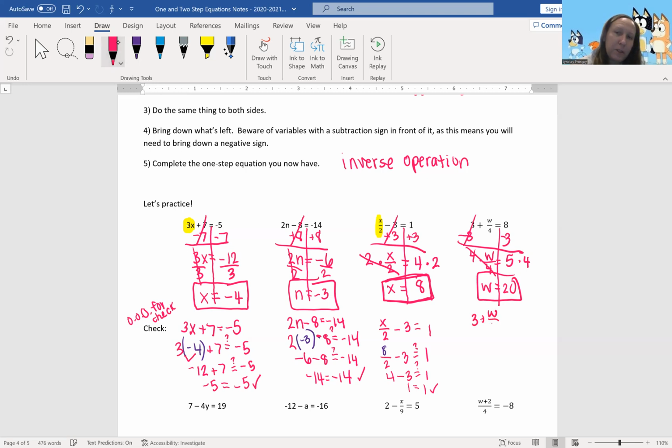Rewrite my question for my check. I think the answer is 20. Put that there. Division first, so 20 divided by 4 is 5. So it becomes 3 plus 5, which does equal 8.